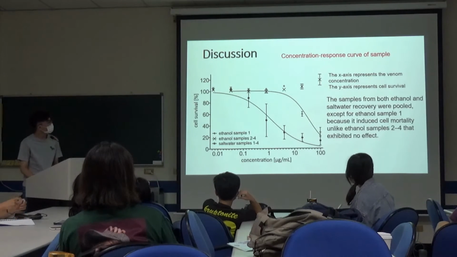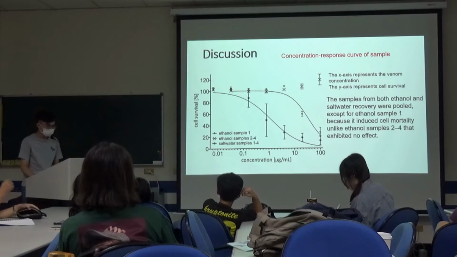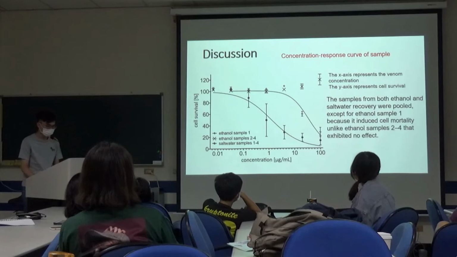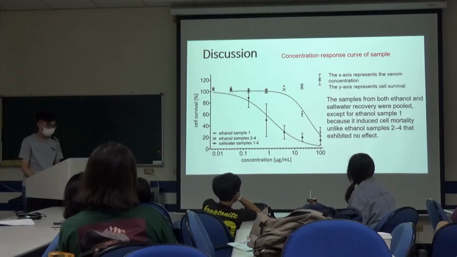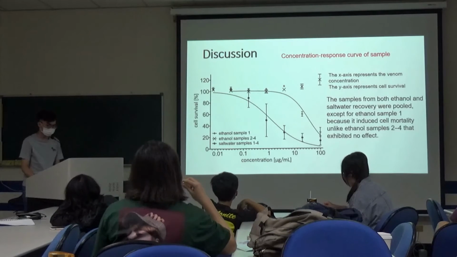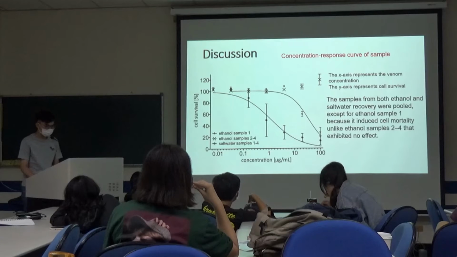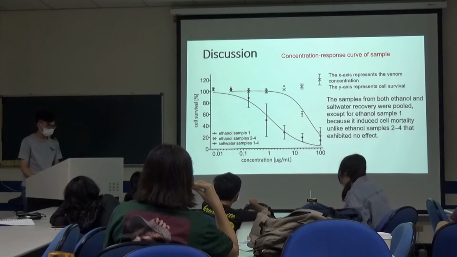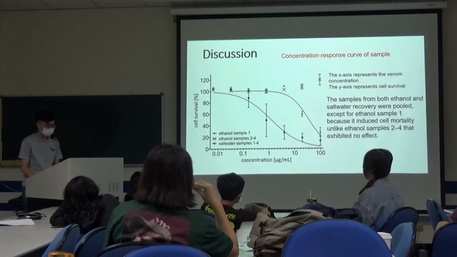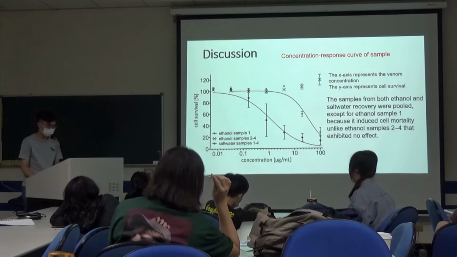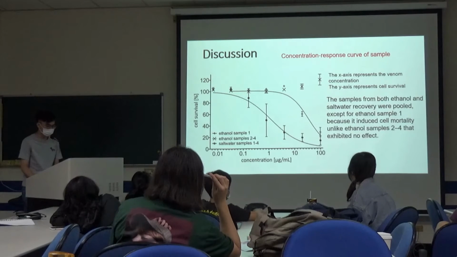Okay, so this is the discussion. The X represents the venom concentration, and the Y axis represents the cell level. The samples from both alcohol and salt water recovery were pooled, except for NaNO sample 1, because it affected the cell quality, unlike NaNO samples 2 to 4 that had no effect.